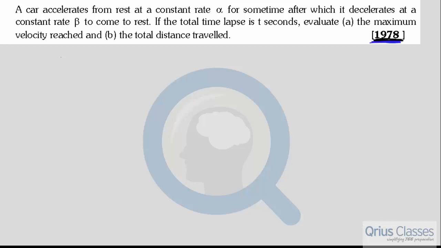Going on to the question: a car accelerates from rest at a constant rate alpha for some time, after which it decelerates at constant rate beta to come to rest. If the total time elapsed is t seconds, evaluate the maximum velocity reached and the total distance traveled. So we have two parts, part A and part B.